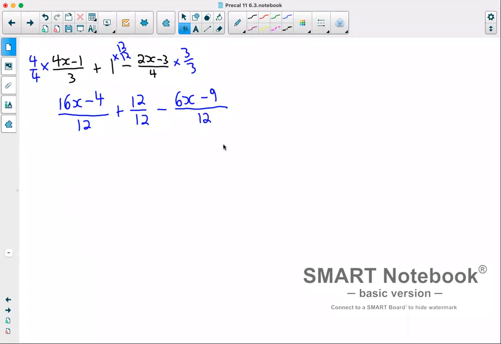Now we'll go through and combine like terms. So we've got 16x minus 6x, that's 10x. And we have -4 plus 12, that'd be 8, minus -9, so that's the same as adding 9. So that'd be plus 17, divided by 12.